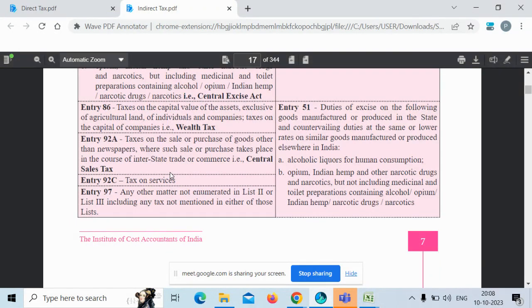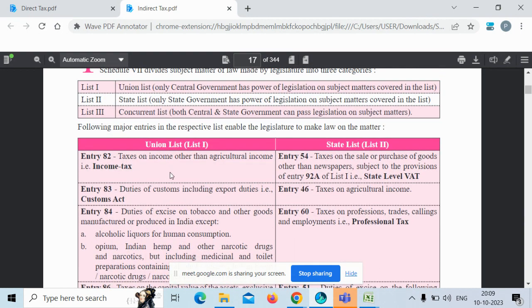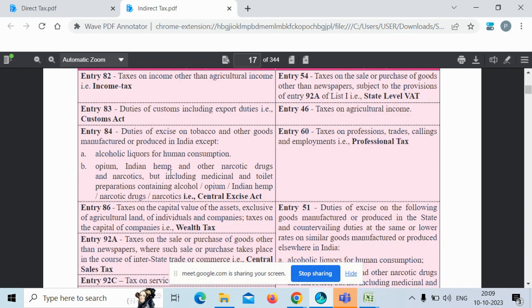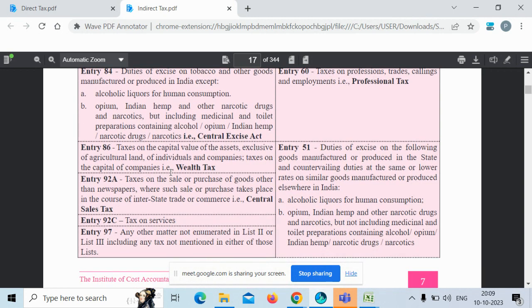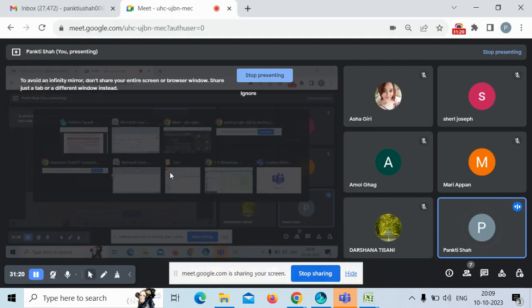Entry 97: any other matter not enumerated in List 2 or List 3, including any tax not mentioned in either of those lists. In the same way you have the state list: state-level VAT, taxes on agricultural income, professional tax, PT. You must have heard of PT, professional tax. Duties of excise on the following goods manufactured or produced in the state and countervailing duties. So a list of entries is given here. You can give it a read, then we'll go for the next.